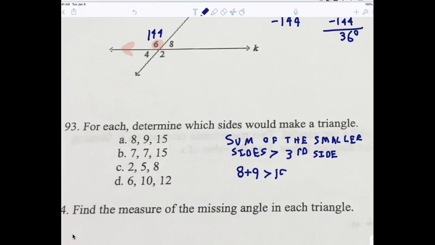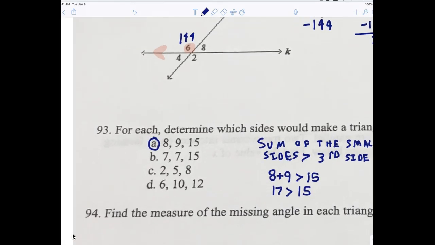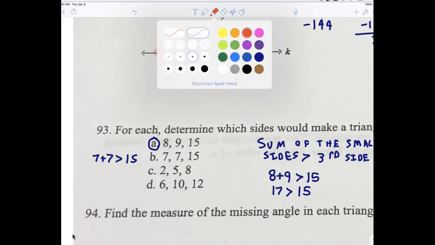You add them and you get 17. And 17 is greater than what? 15. That's correct. That's why A works. Does B work? No. Because 7 plus 7 is 14, and 14 is not greater than 15. So that's false. Do you agree with me? Yes. So that's no good.